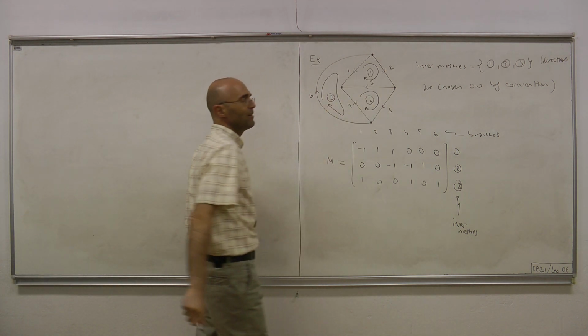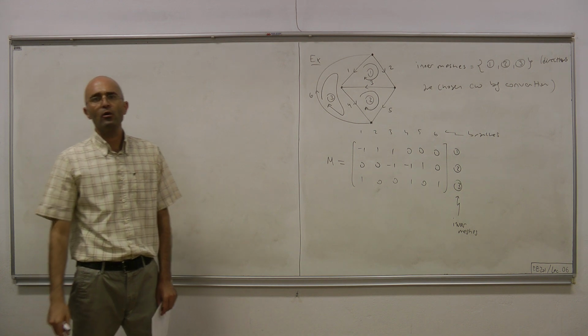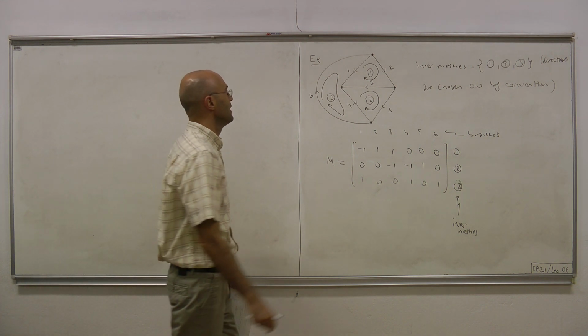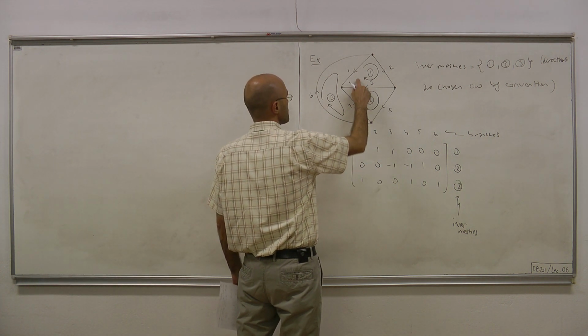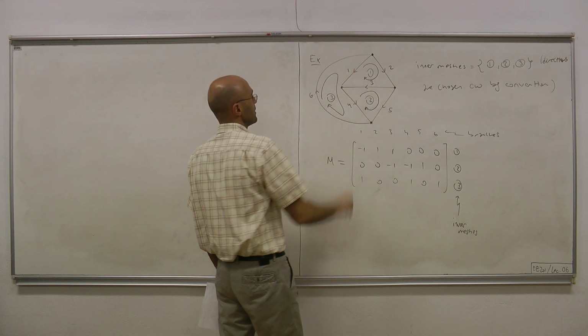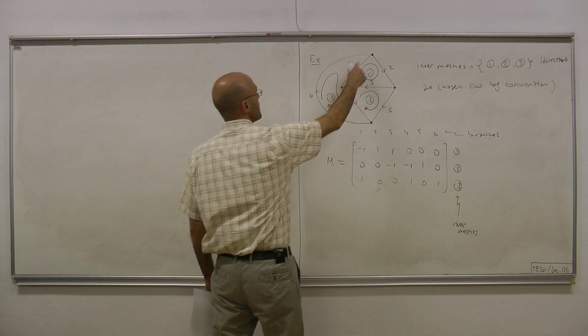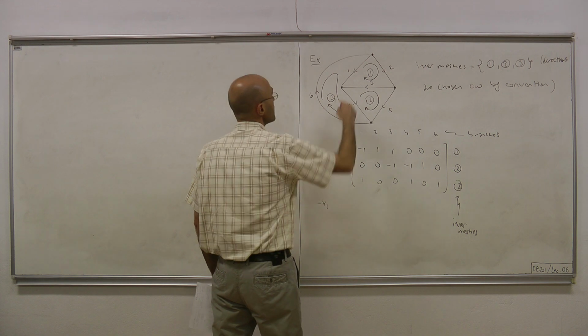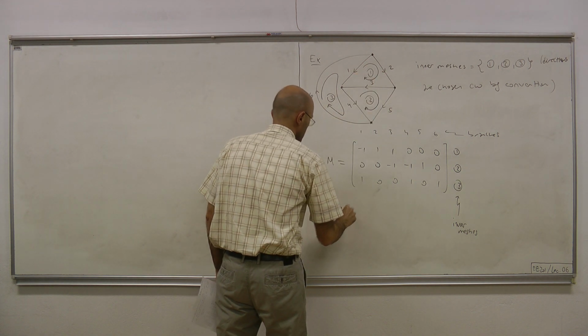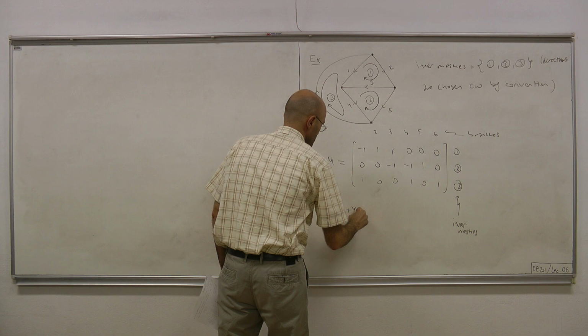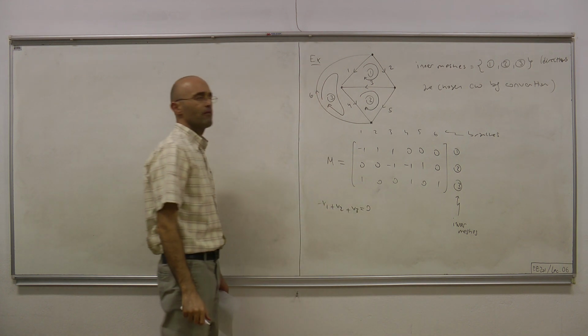If you write KVL, and to be able to write KVL, all you need is a loop, a closed path. Let's write KVL at the first, second, and third meshes. If you write KVL at the first mesh, what we have is minus V1 plus V2 plus V3 equals 0.